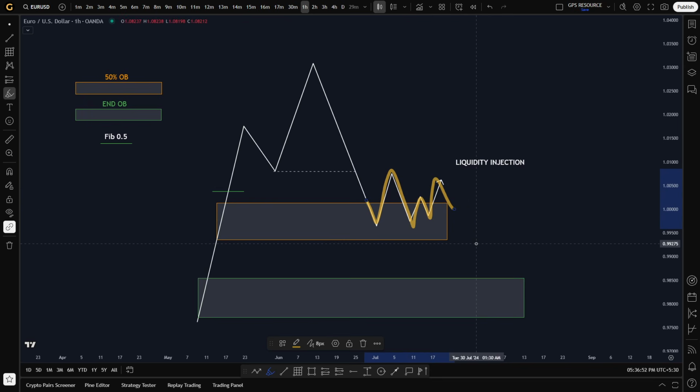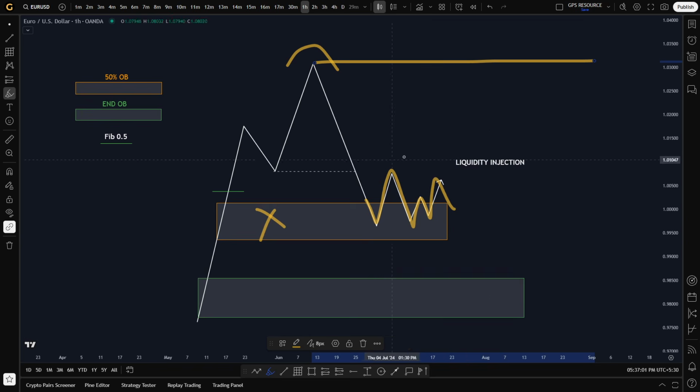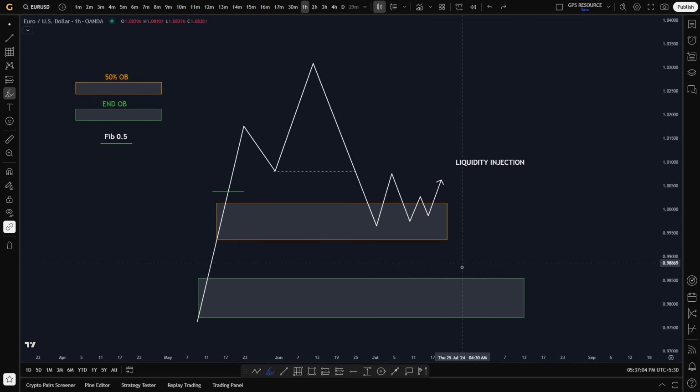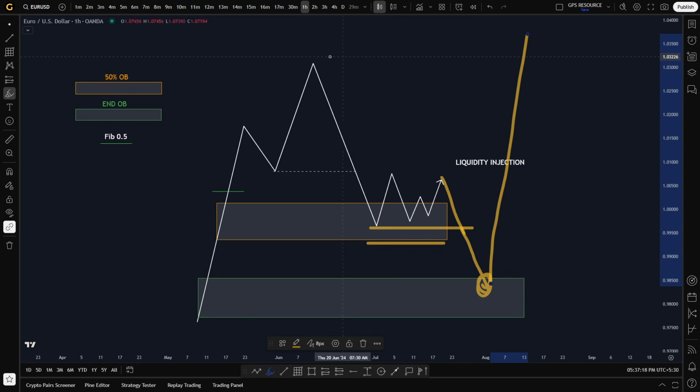There is only one reason behind this. This OB doesn't have enough liquidity to go up and break this high. That's the only reason accumulation happens here. Usually what this leads to is the market takes all the liquidity from this accumulation. It also fails this 50% order block, and then it mitigates this extreme order block, and then it proceeds to go up and break this high following the uptrend.